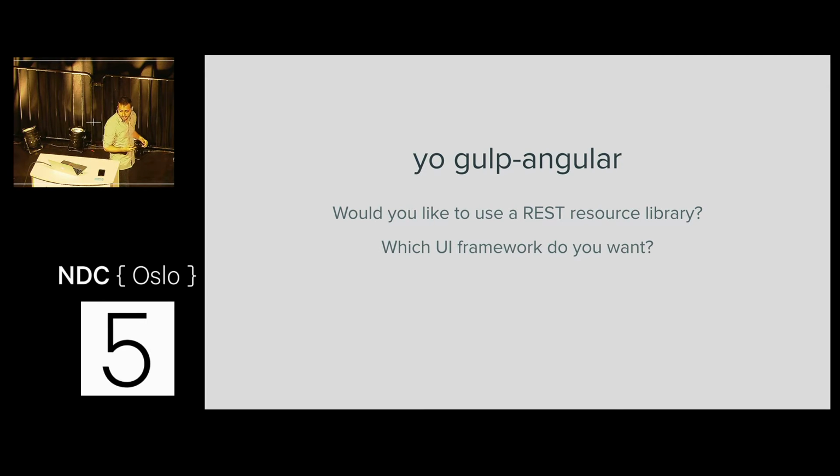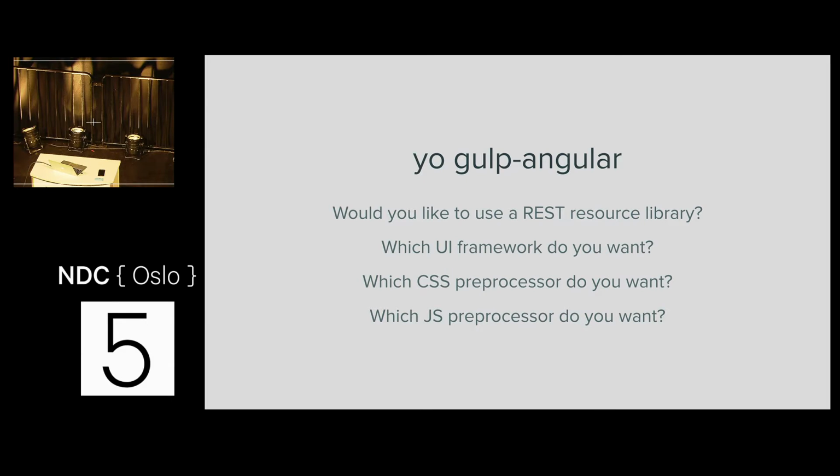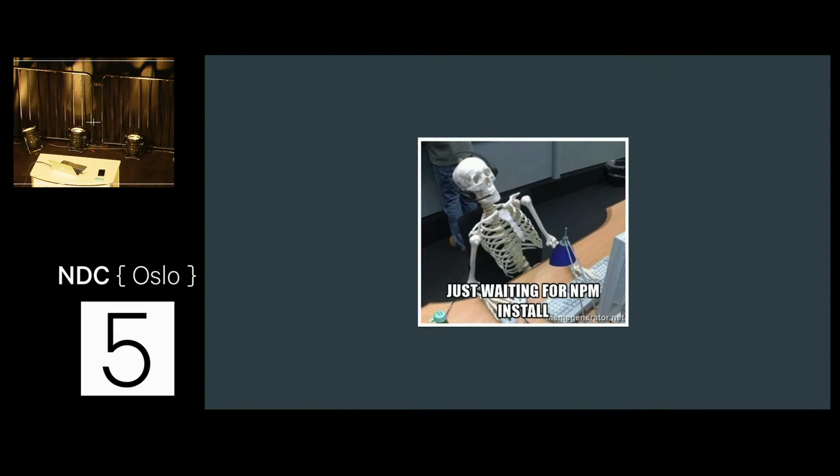Then it asks about the UI framework. So would you like to use Material Design Lite, Angular Material, Bootstrap, or even no UI framework? You can choose between Less, Sass, or Stylus, etc. So you can really customize it to fit what you want. And then mainly for JavaScript pre-processing, you can choose between ES 2015 by transpiling using Babel, or you can even choose TypeScript, or you can just choose plain JavaScript. And then basically that's it. At the end, it will run npm install. So it'll probably take forever, but that's a really nice starting point.